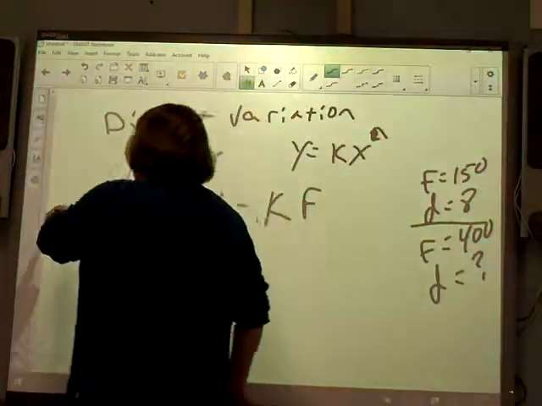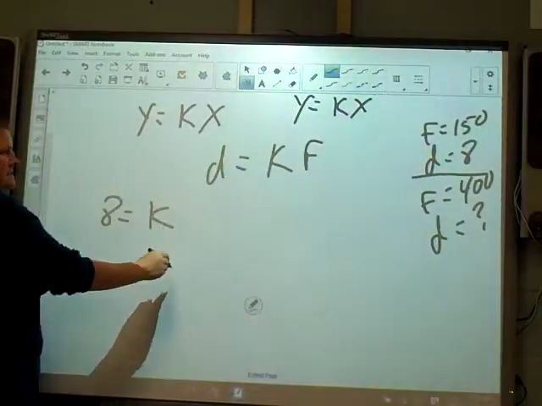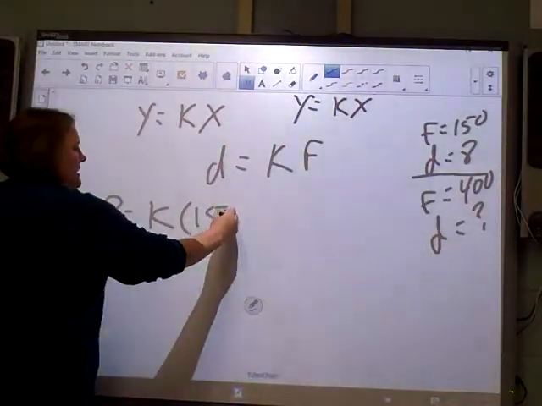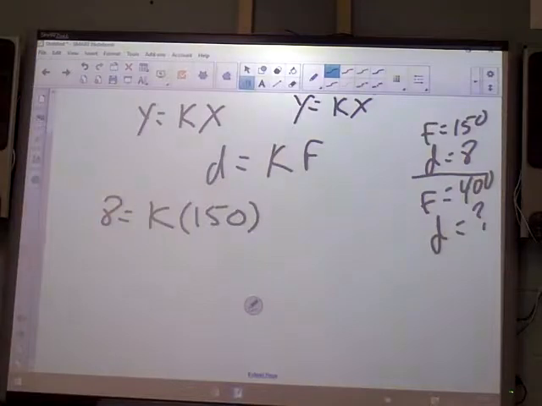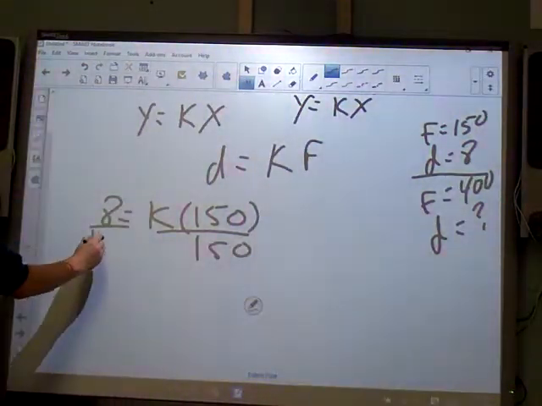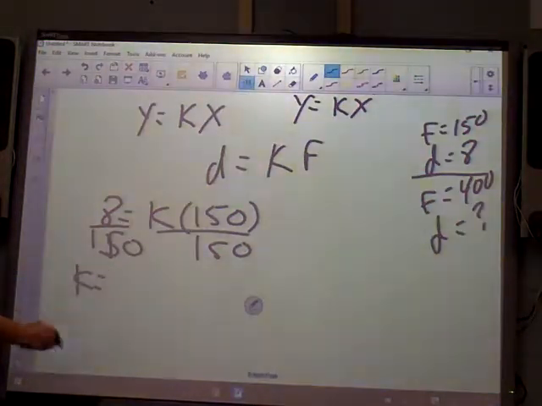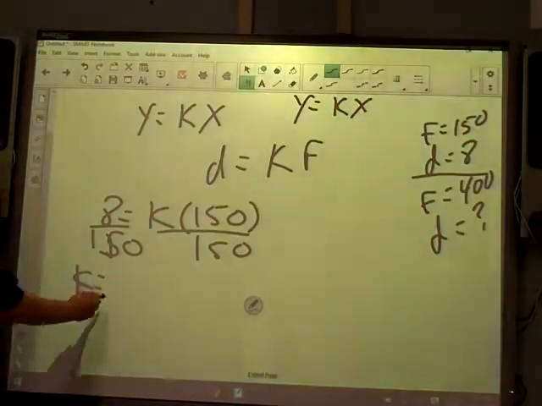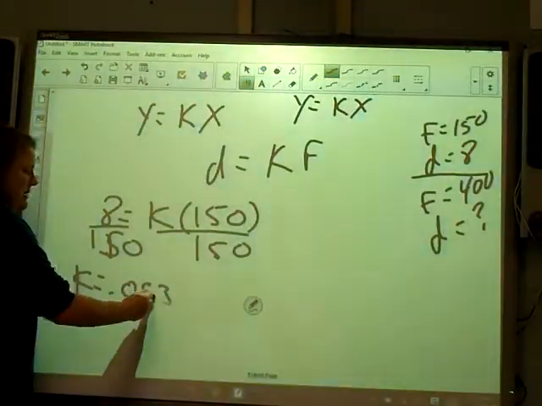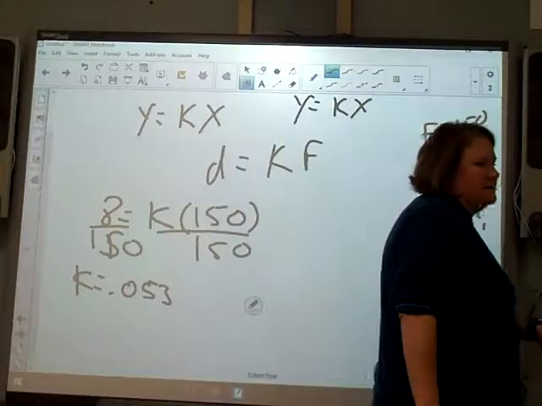So we've got distance is 8. We don't know the constant, times the force is 150. What would we do to solve that for the constant? Divide by 150. It's going to be a little bitty number here. What's 8 divided by 150? 0.053. Not very big at all. Now we can take that number back over here and plug it in and solve.